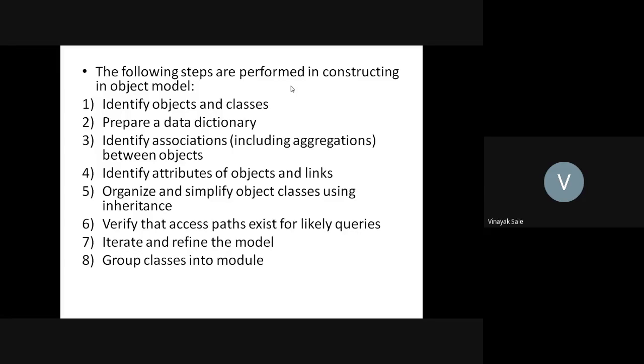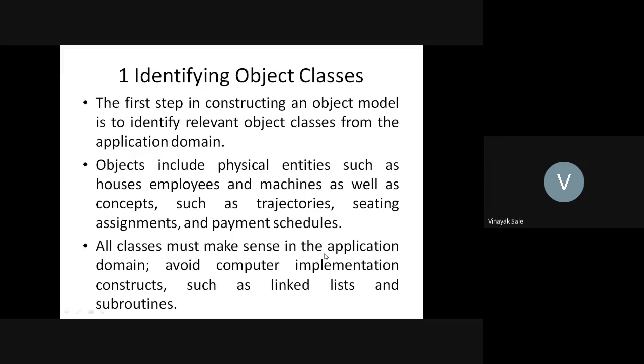First one is identify objects and classes. Second, prepare a data dictionary. Third one, identify associations between objects. Fourth one, identify attributes of objects and links. Organize and simplify object classes using inheritance. Verify access paths for likely queries. Iterate and refine the model. Group classes into modules. So first is identify object classes.